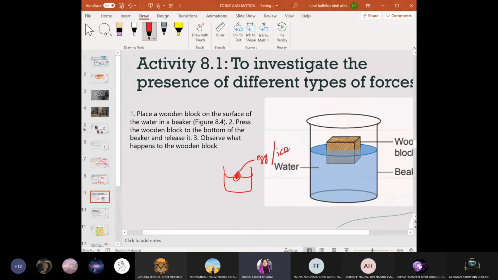Okay, so you do your observation and you answer my question. Apa yang menyebabkan dia float? So the answer is buoyant force.